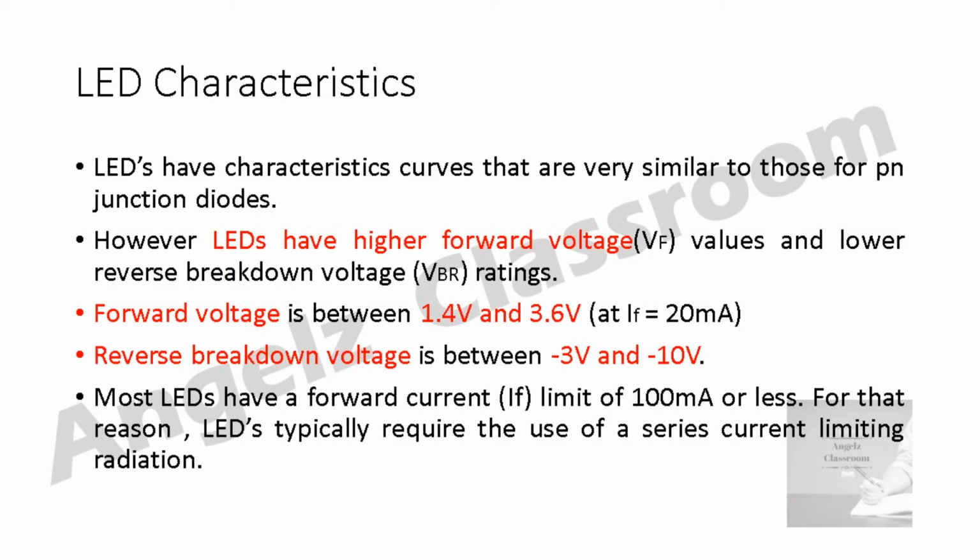So here are some LED characteristics. The first main thing is that LEDs have higher forward voltage and lower reverse breakdown voltage. The forward voltage is between 1.4 volt and 3.6 volt, whereas the reverse breakdown voltage is between minus 3 volt and minus 10 volt.